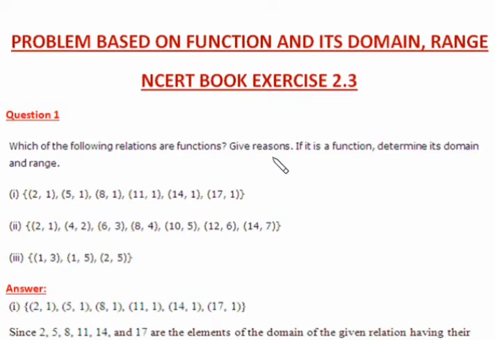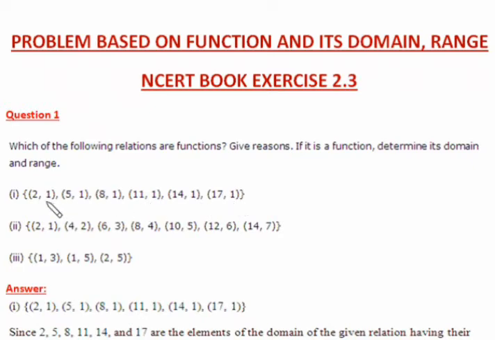Which of the following relations are functions? Now we are going to check which type of relation is said to be a function. If it is a function, determine its domain and range. (2,1), (5,1), (8,1), (11,1), (14,1), (17,1): six different values have the same range. Yes, it is possible. Yes, this is a function.